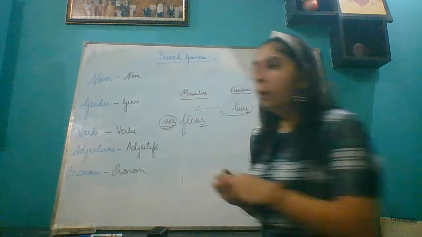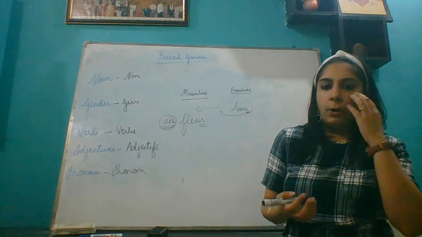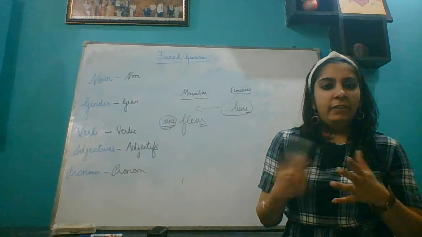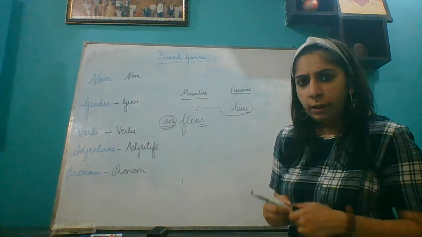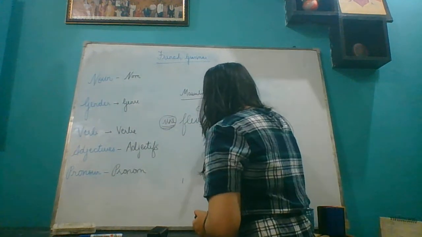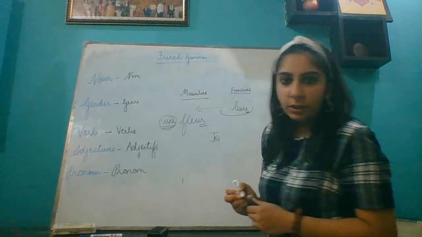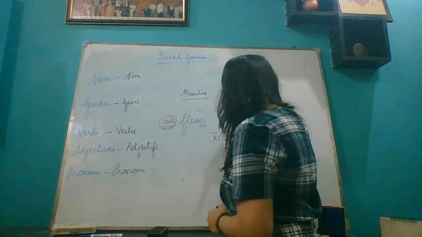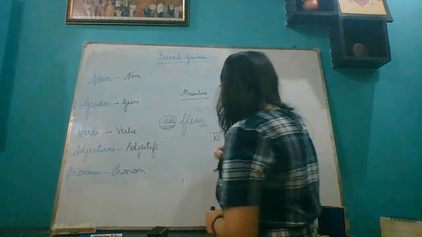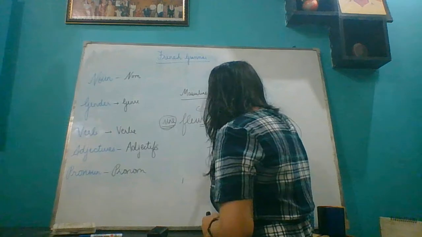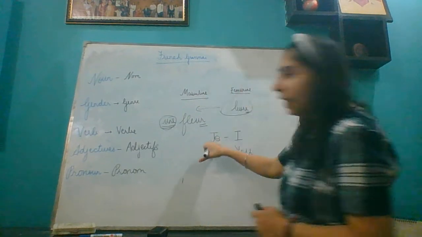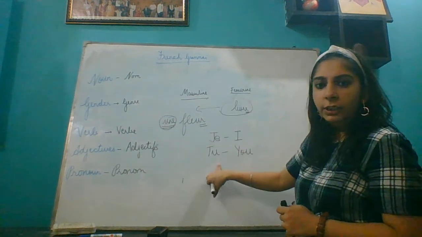In English, the pronouns are he, she, it, they, I, we. Similarly we have them in French, but they are a little different to pronounce. So the first pronoun we have is je, J-E, je. That is I. Then we have tu. Tu is you.